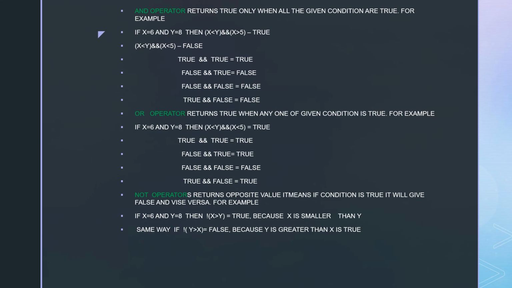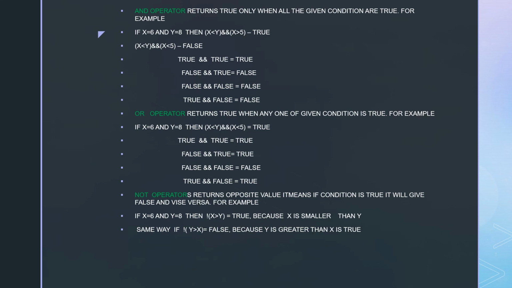Next is the or operator. This operator is going to return true if any one condition is true. Means in and, both should be true. Here any one should be true. So I will take the second question once again. If x is 6 and y is 8, then x is smaller than y. Yes, it is true. But x is smaller than 5. It is false. But still it will return true because one of the expressions is true. So here true, true gives us true, false, true will give true only. False and false is false, definitely. But true and false will give you true. This we have to keep in mind.